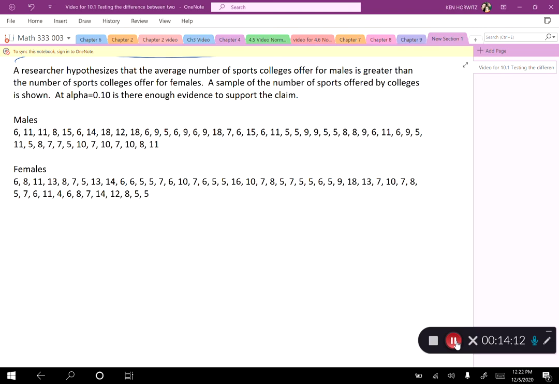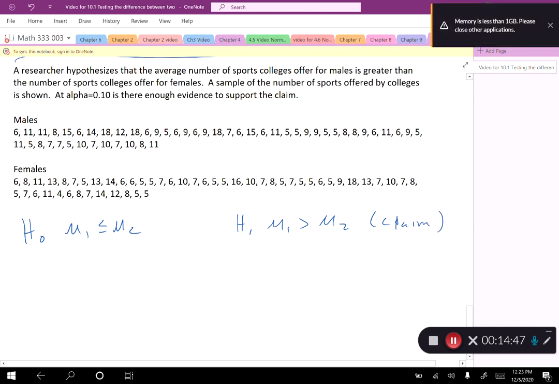All right, hopefully you thought about it a little bit. I felt that the null hypothesis would be that mu1 is less than or equal to mu2. We're calling mu1 males and mu2 females. And then our alternative was that the researcher claims that the male average is greater than the female average. So I'm going to call that my claim.